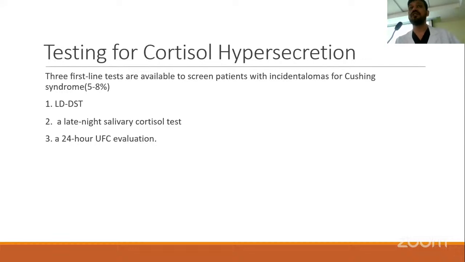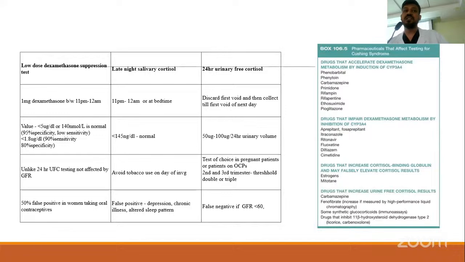urinary free cortisol evaluation. In low-dose dexamethasone test, we give 1 mg of dexamethasone at night between 11 to 12 p.m. and a sample is drawn at 8 to 9 a.m. Values less than 5 microgram per deciliter is normal. However, a threshold of less than 1.8 is chosen because of its high sensitivity and specificity. Unlike 24-hour urinary free cortisol levels, it is not affected by the GFR of the patient.